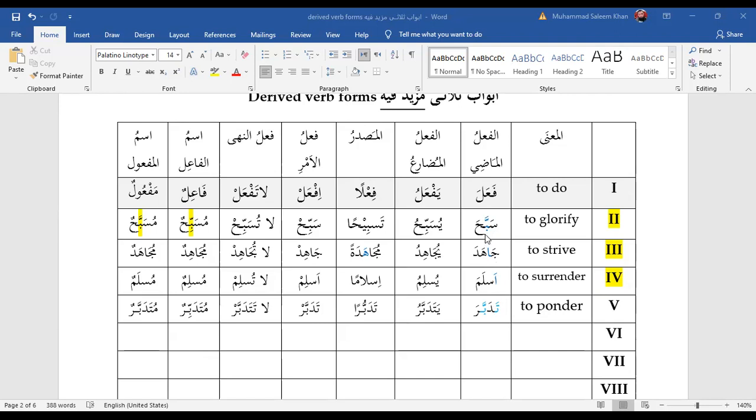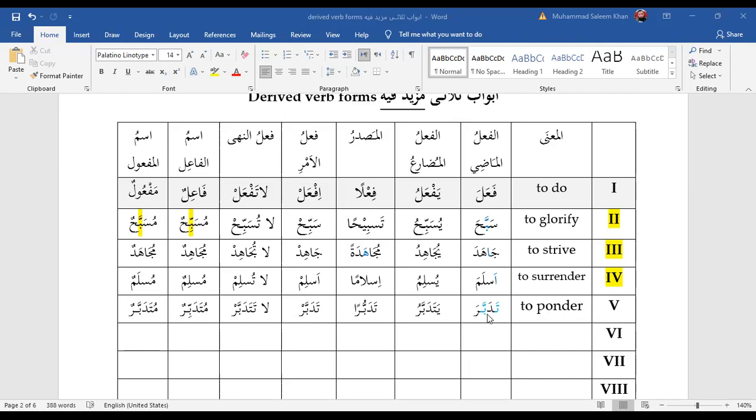So 2 and 5, please note down, are reflexive. For example, if someone is asking to do something in verb form number 2, in verb form number 5 it will be the one who is doing it by himself. So 2 and 5, please note down that these are like reflexive.